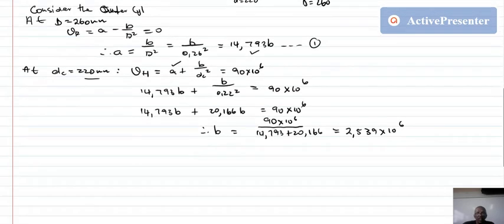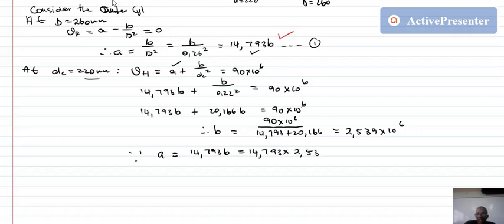Now, as we have said that our A is the same as 14,793B, we can also look for the value of A. That is, our A is the same as 14,793 multiplied by our B, which is 2,539 × 10^6. That leads us to 37,552 × 10^6.